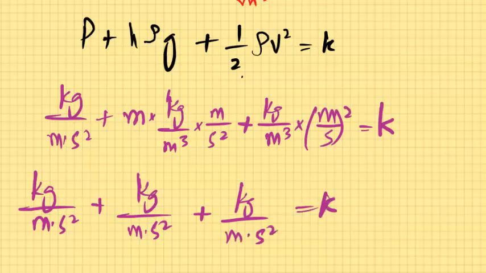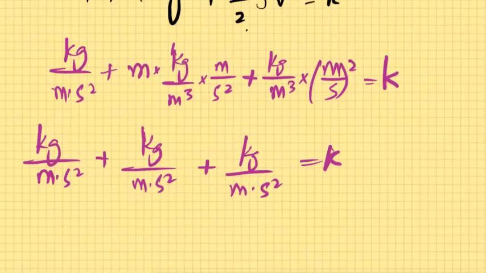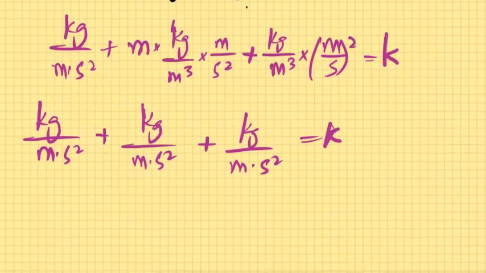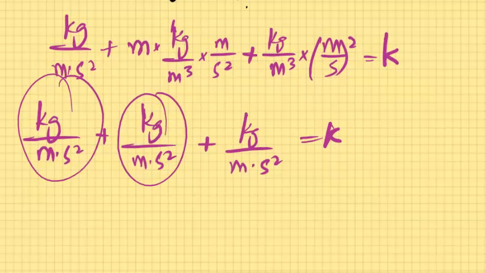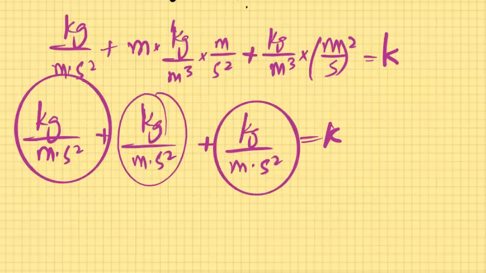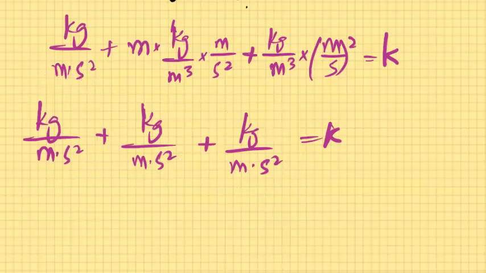So now you can see that all the terms have the same SI base unit. All three terms have the same SI base units. It means that they are dimensionally consistent, or they are homogeneous. Homogeneous equations are also called dimensionally consistent equations.